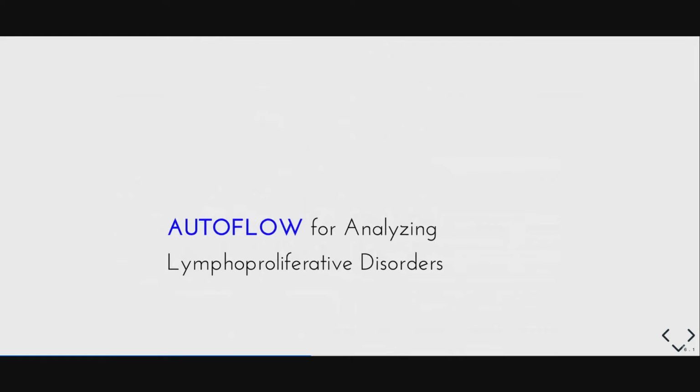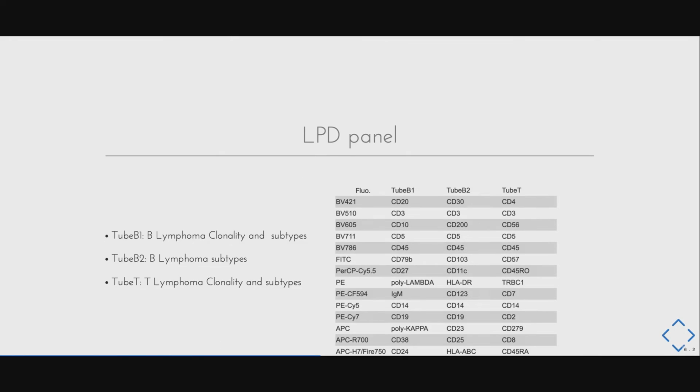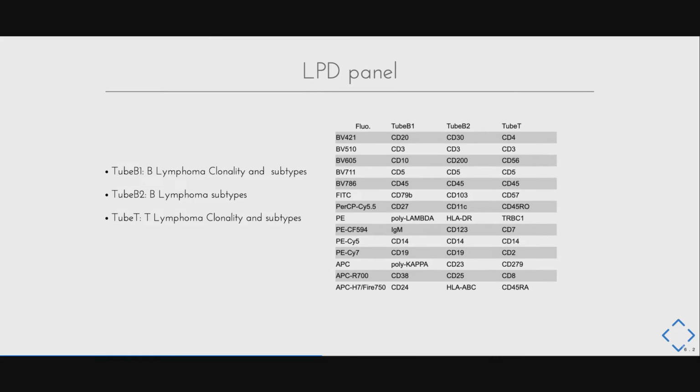Okay, so the first system is AutoFlow, for LPD diagnosis. First, I will briefly talk about the LPD flow cytometry panels currently used in the DC Cancer Flow Lab. Here we use a 3-tube, 14-color LPD panel. We have 2 B tubes and 1 T tube.